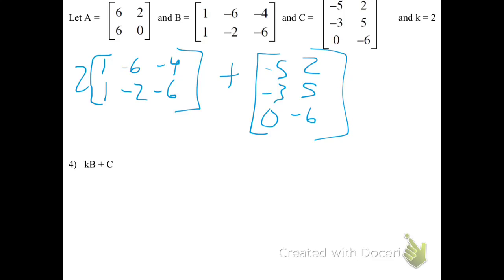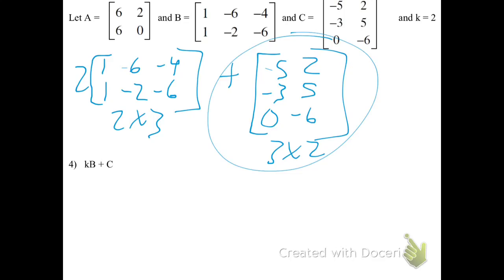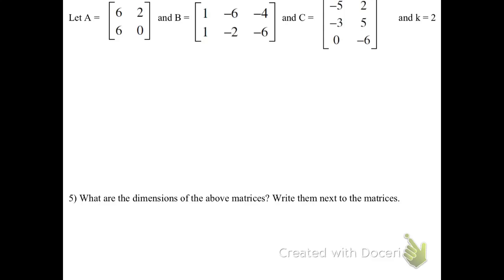Okay, some things I notice right away is even if I double all this, the dimensions aren't going to match up. This is a 2 by 3. This is a 3 by 2. There's no way you'll ever add those up. So this one's going to be undefined or not possible. And that is 4.